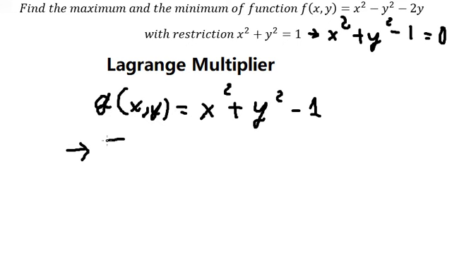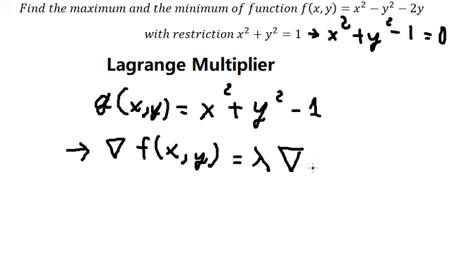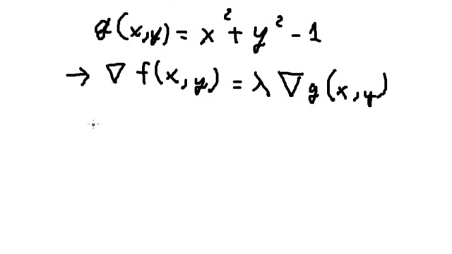So we need to find the gradient of the function f(x,y) equals lambda times the gradient of g(x,y). That means we need to do first the derivative of the function f with respect to x and with respect to y. So we will have two equations.